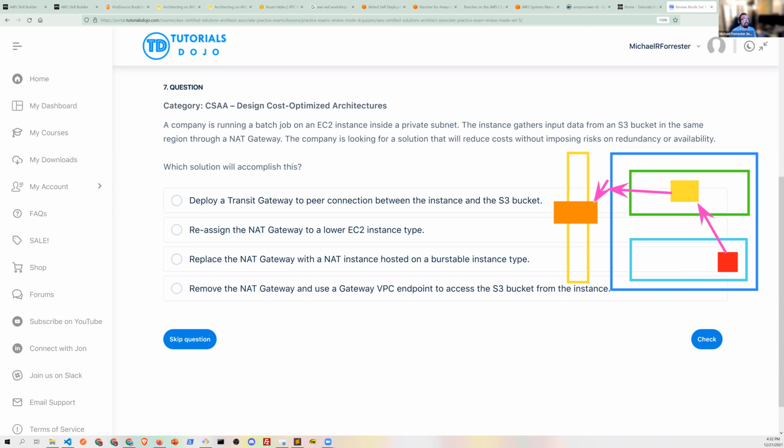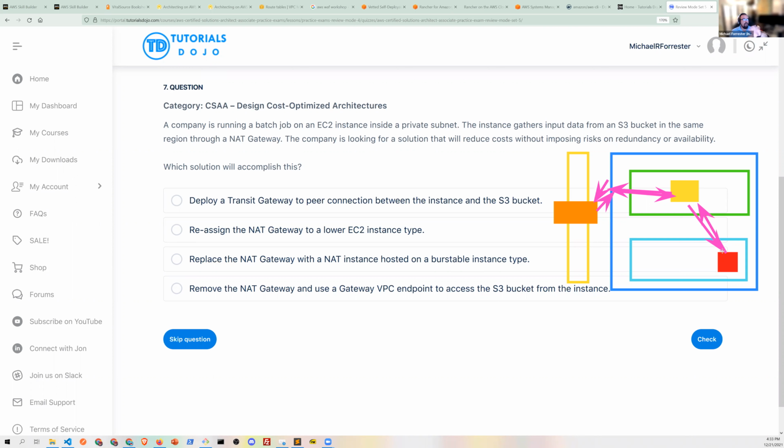So what they're wanting to know is, is there a way for us to reduce costs without imposing risk on redundancy or availability, right? So basically it's talking across the internet and pulling information in, coming back in. So it's pulling data from this S3 source, right? Now, this isn't necessarily going to cause any egress charges with S3, because they're in the same region. It does say that, doesn't it? They're in the same region.